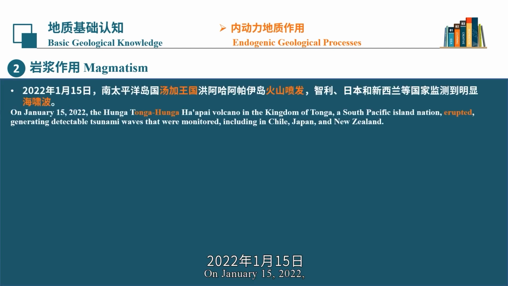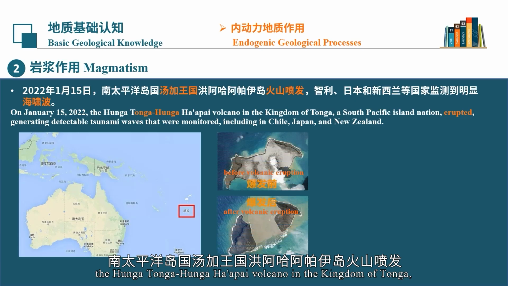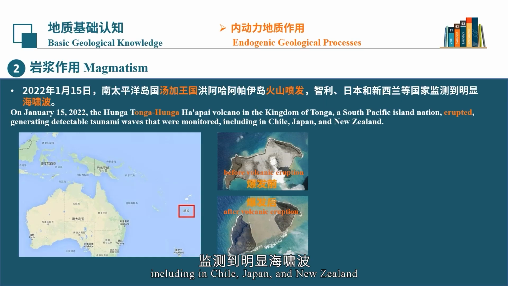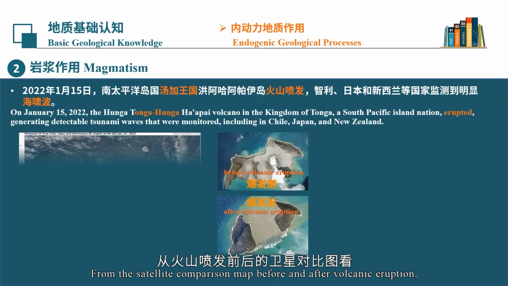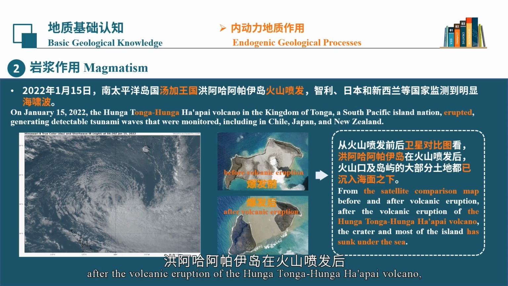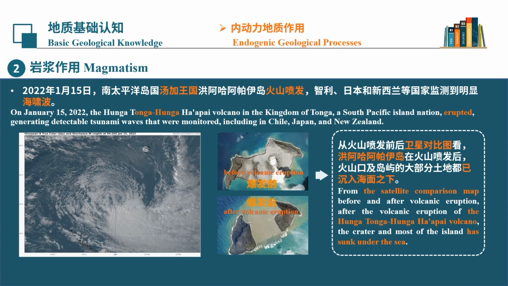On January 15, 2022, the Hunga Tonga-Hunga Ha'apai volcano in the Kingdom of Tonga, a South Pacific island nation, erupted, generating detectable tsunami waves that were monitored along Pacific coasts, including in Chile, Japan, and New Zealand. From the satellite comparison map before and after the eruption, the crater and most of the island have sunk under the sea.